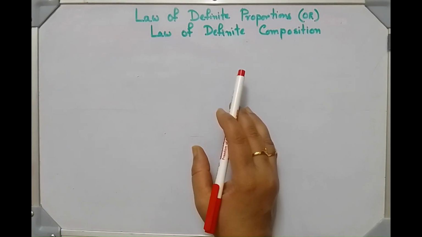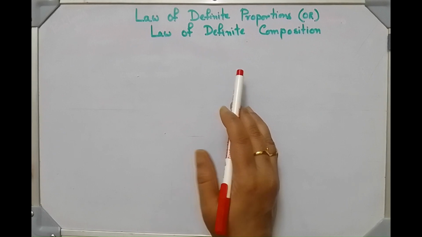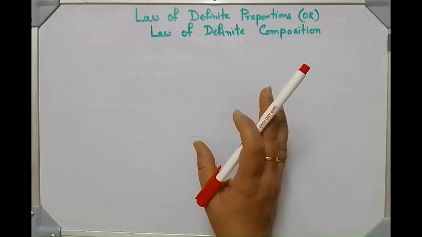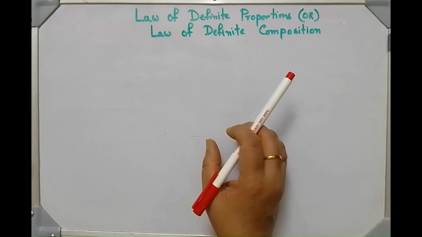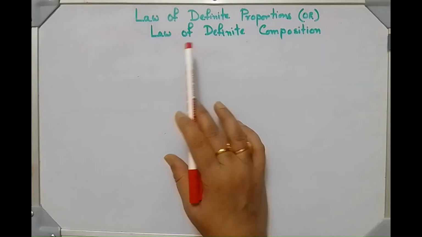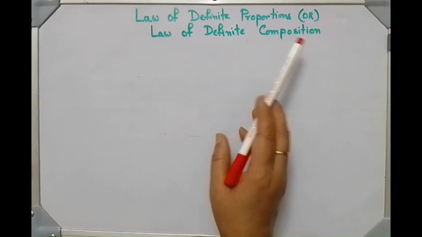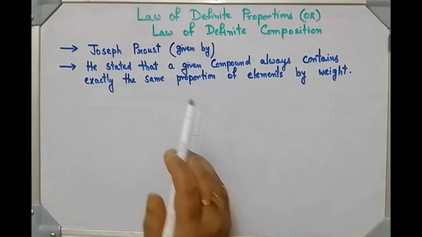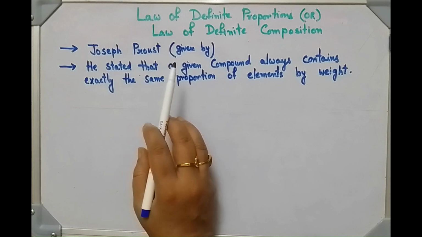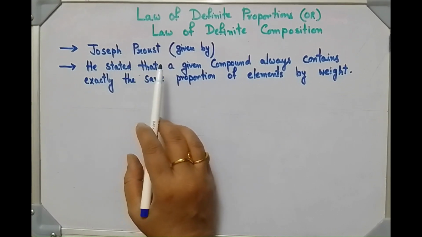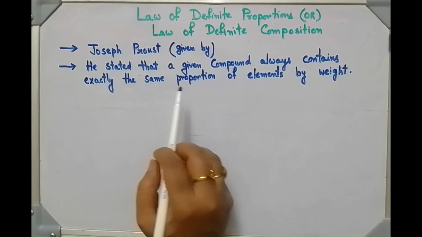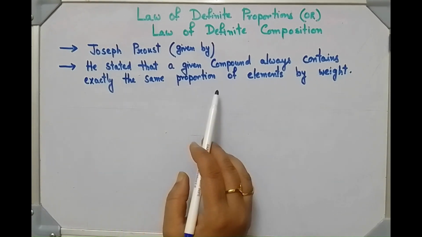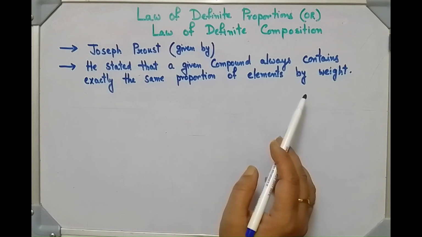This is Indrani ma'am. In my last video under laws of chemical combinations, I explained law of conservation of mass. Today I am going to explain law of definite proportions or law of definite composition. This law was given by a French chemist Joseph Proust. He stated that a given compound always contains exactly the same proportion of elements by weight.